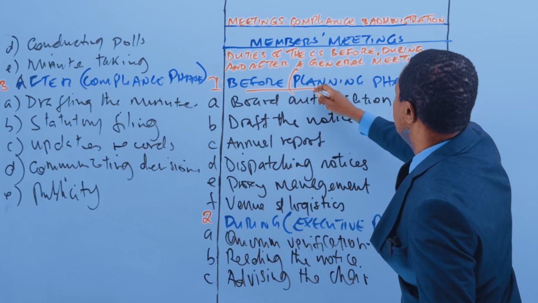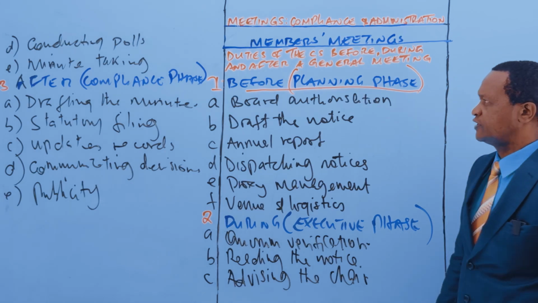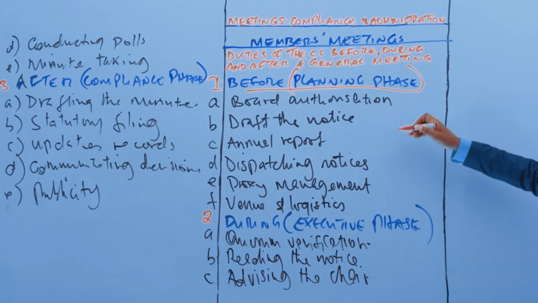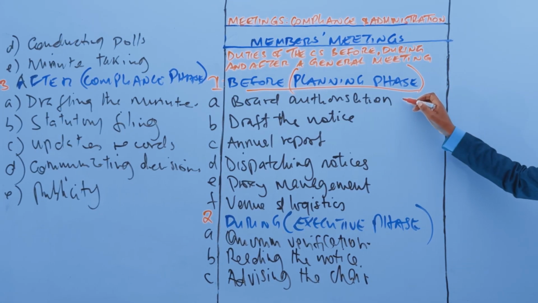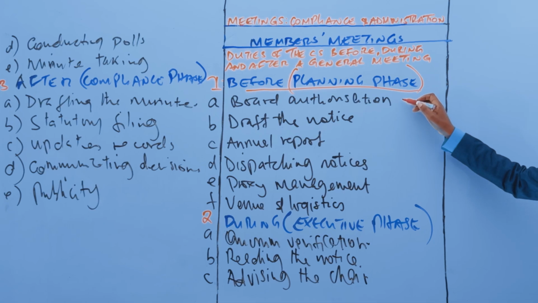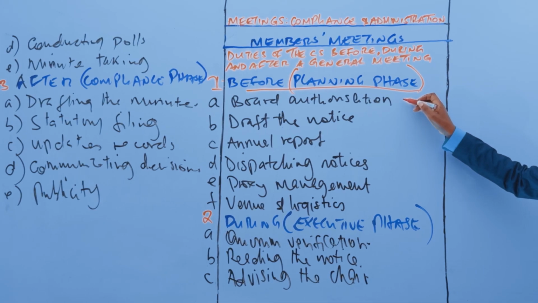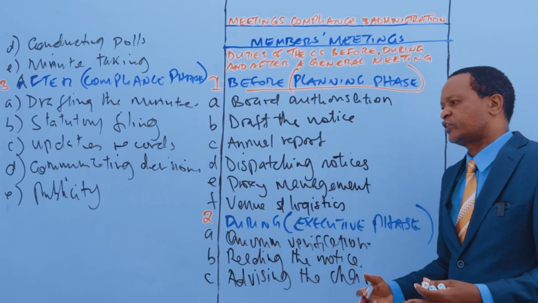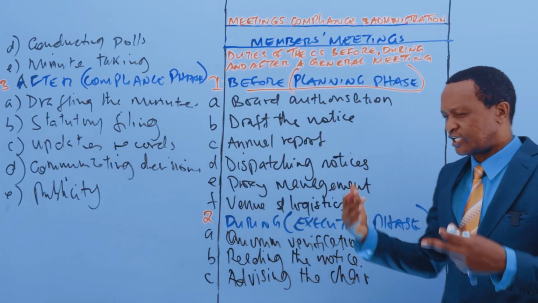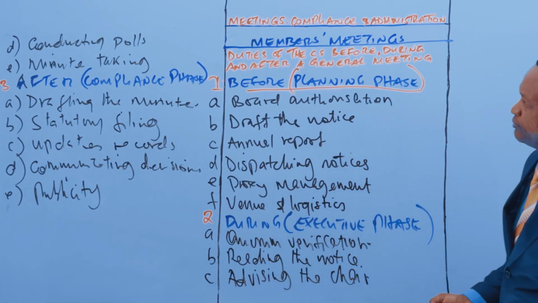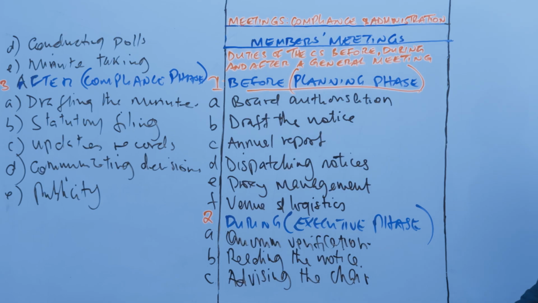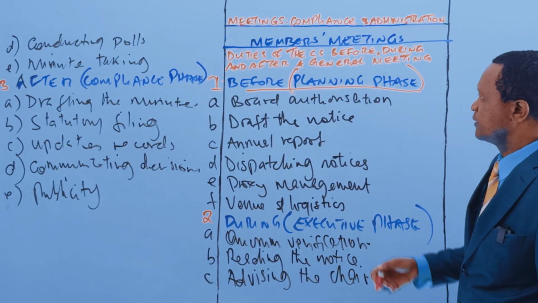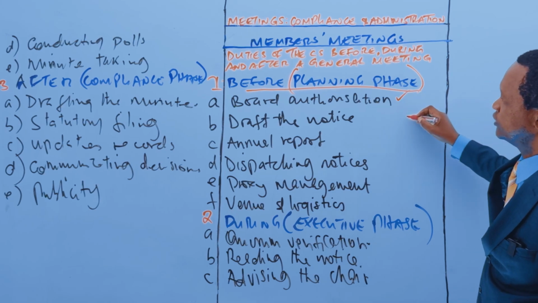Before the meeting, that is the planning phase. The first duty is in relation to board authorization, meaning that the company secretary prepares the board minutes and resolutions to formally call for the general meeting. Before a meeting is held, the board has to authorize. It is the company secretary that ensures that the board has authorized the meeting that is to be called. That is duty number one before the meeting.